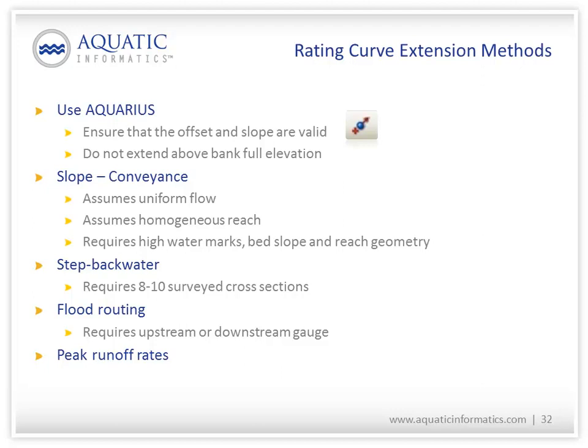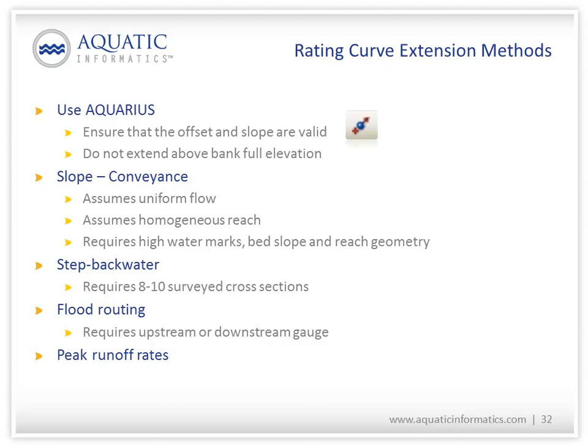For those sorts of situations, you're going to probably want to resort to some field methods, such as the slope conveyance method or the step backwater measurement, where you go out and do some additional surveys to determine what the peak discharge likely was to correspond with your peak stage from your recording gauge, and that will give you some confidence in terms of where the top of the rating curve should go.